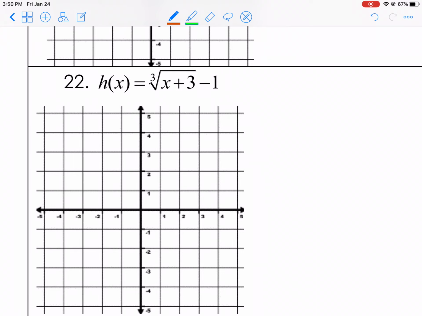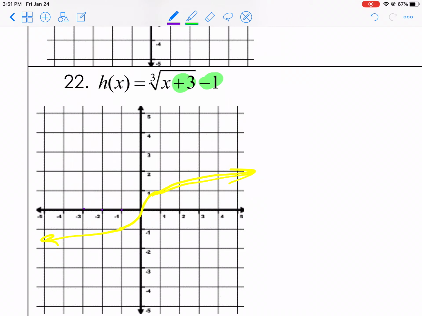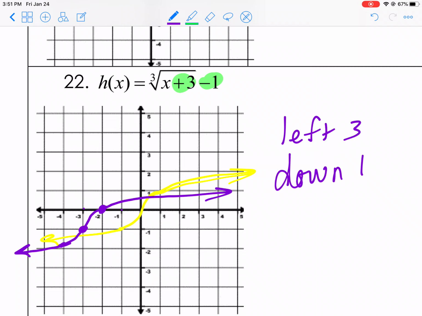All right, 22, this is a cubic function. I think it behaves like that and flattens out pretty well, right? Okay, so this one, they're telling us to shift left 3, down 1. So this parent function, left 3, down 1, it would be here, and then we'd have those points right around it, and that would level off quite flat. So we've got to use words to describe it. This is saying left 3, down 1.